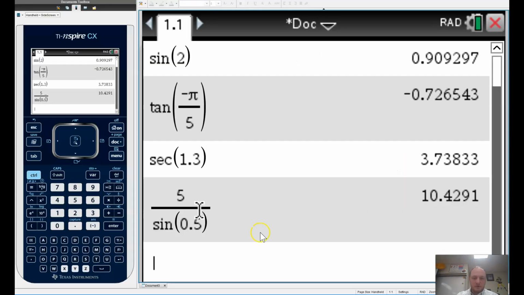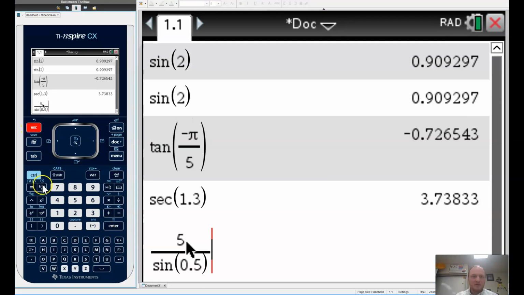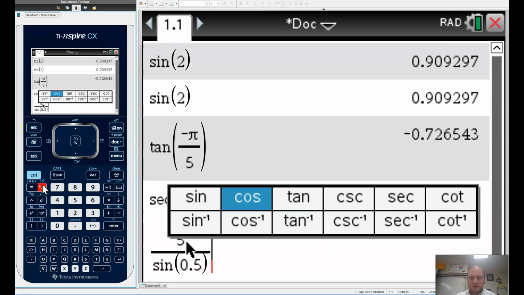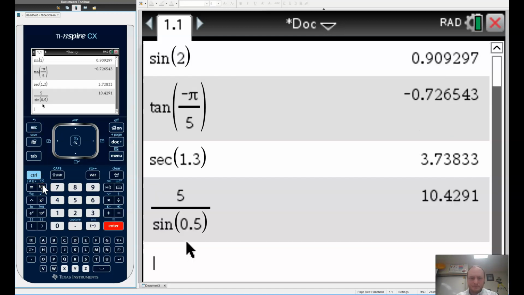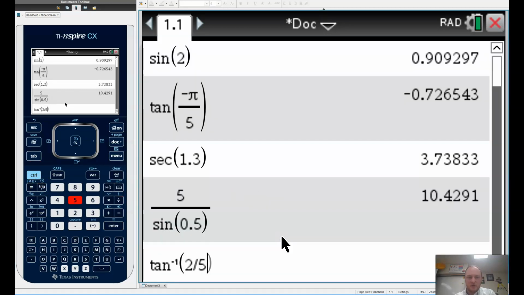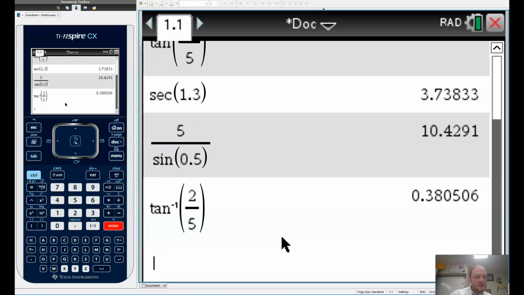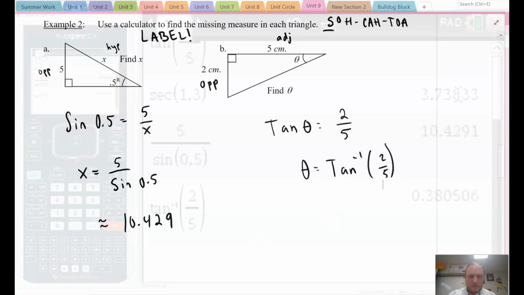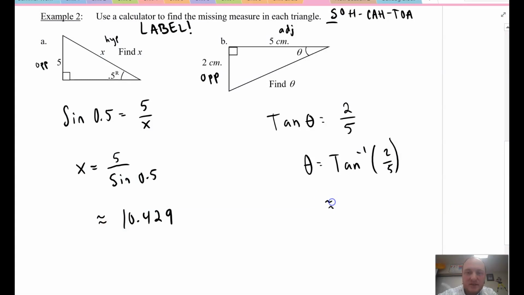And again, we'll utilize our calculator. So not control. I don't know why I wanted to have control. Okay, bear with me. Tan inverse of 2/5. And you get 0.381. So this is approximately 0.381. And there you have it.